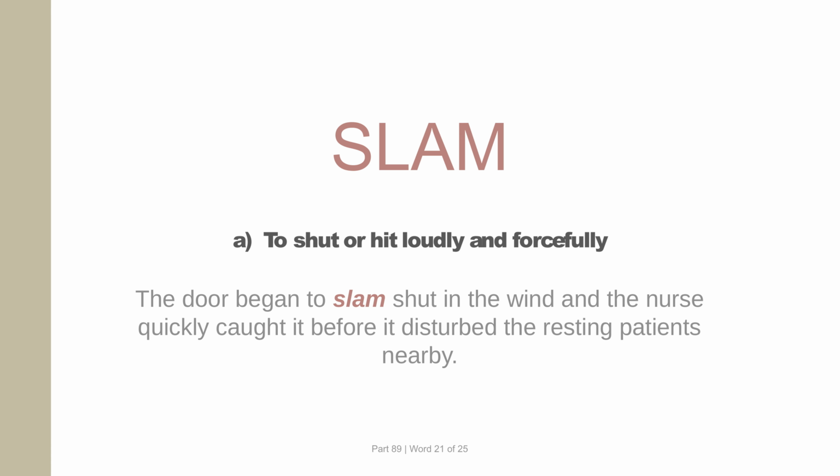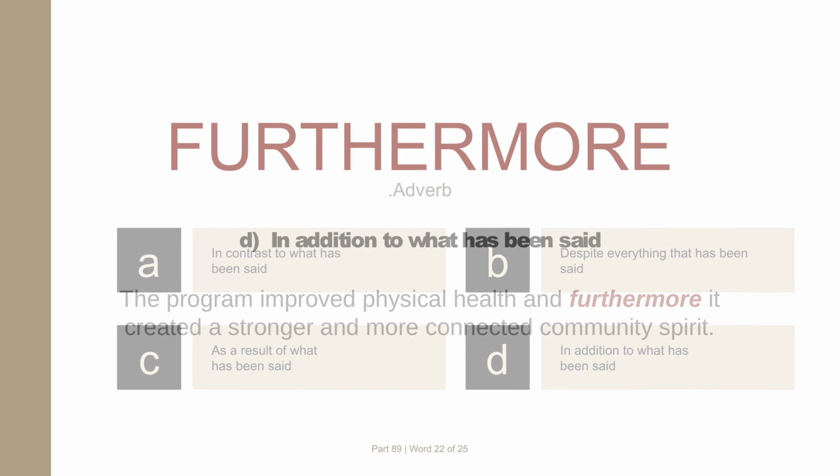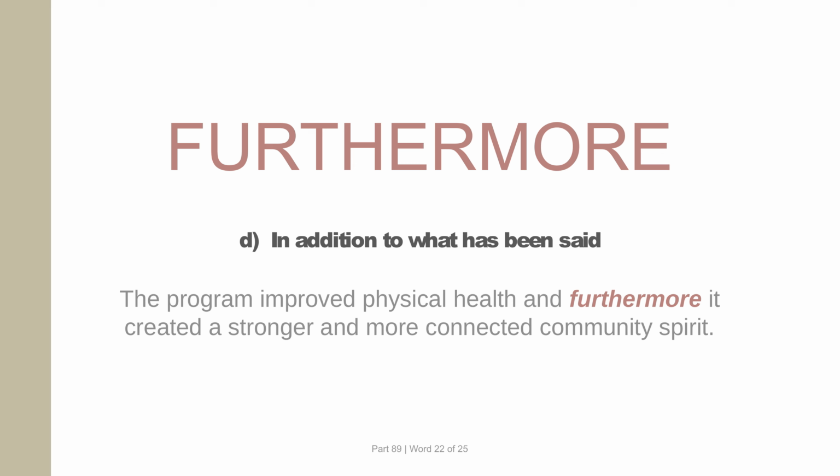resting patients nearby. Question 22. What is the meaning of furthermore? Option A, in contrast to what has been said. Option B, despite everything that has been said. Option C, as a result of what has been said. Option D, in addition to what has been said. Correct answer, option D. The correct meaning of furthermore is in addition to what has been said. Example: the program improved physical health, and furthermore, it created a stronger and more connected community spirit.